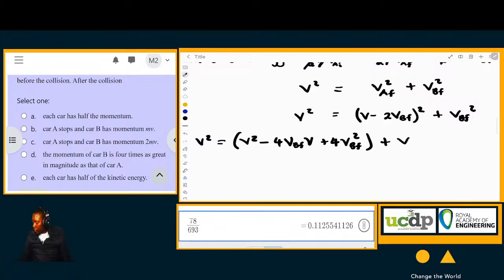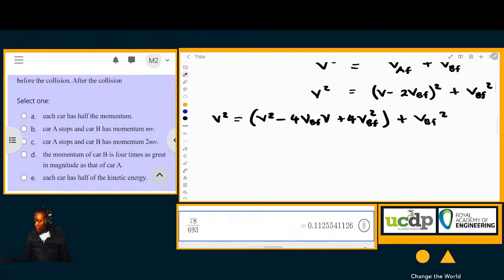So plus VB final squared. Okay, so that simplifies the problem for us because we can remove this bracket that just confuses things. So we've got V squared and V squared there. So this V squared comes to this side. We've got 0.